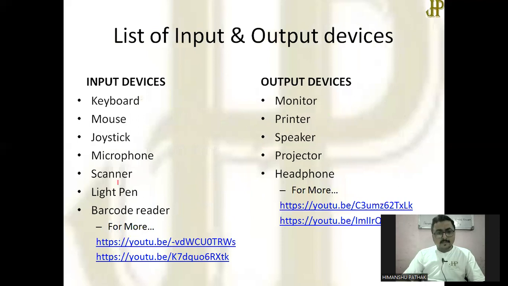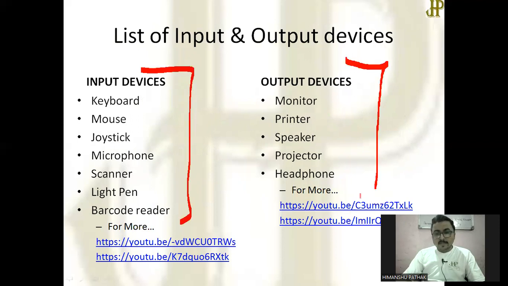And these are some examples of input devices, and the definition of these devices are already discussed in a very simple way in these video lectures. I will share these links in the description. Don't worry. So I'm not going to discuss what are keyboard, what is mouse. You all aware about that.